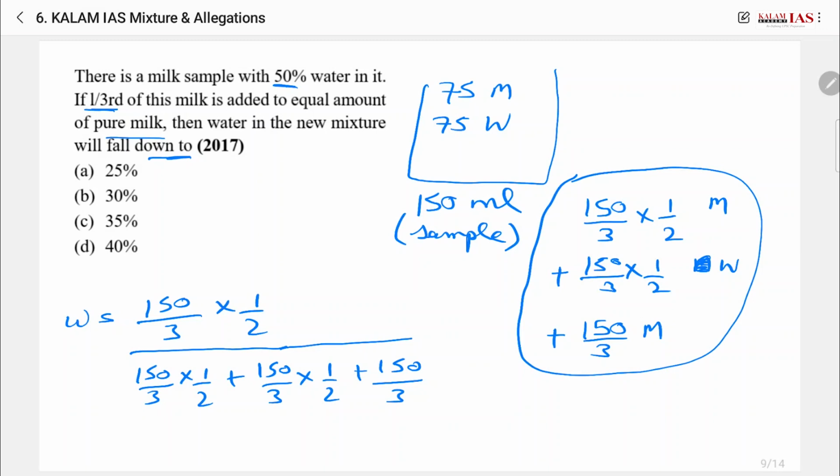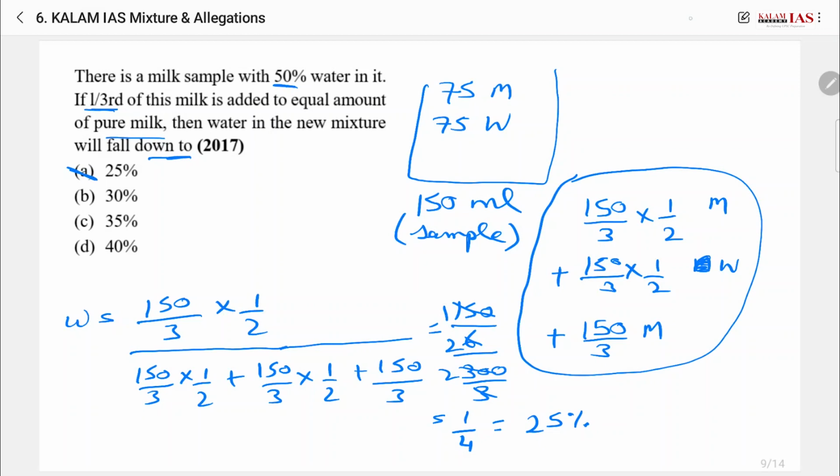So the answer will be 150 by 6 divided by 150 by 3 plus 150 by 3, that is 300 by 3. We can now simply solve it. This will be 2, this will also be 2. So this will come out to be 1 by 4. That means the water in the new mixture has become 1/4, that is it has fallen by 25%. So answer is option A.